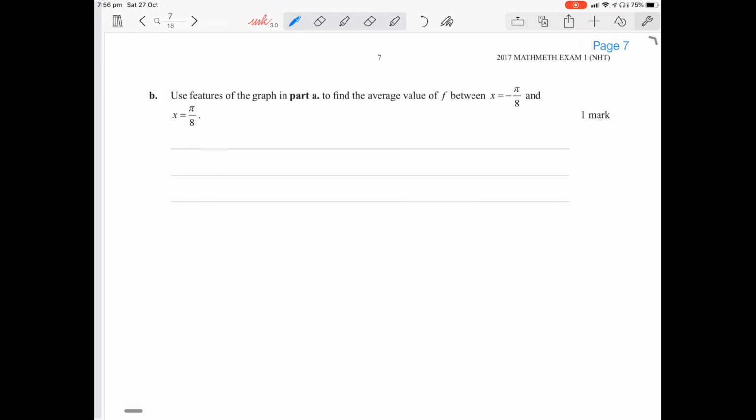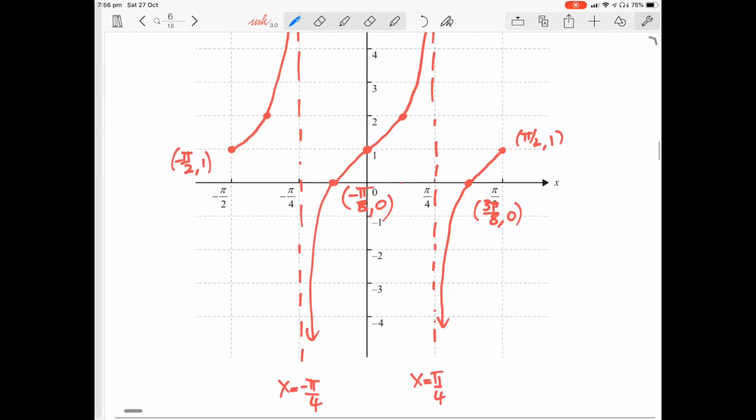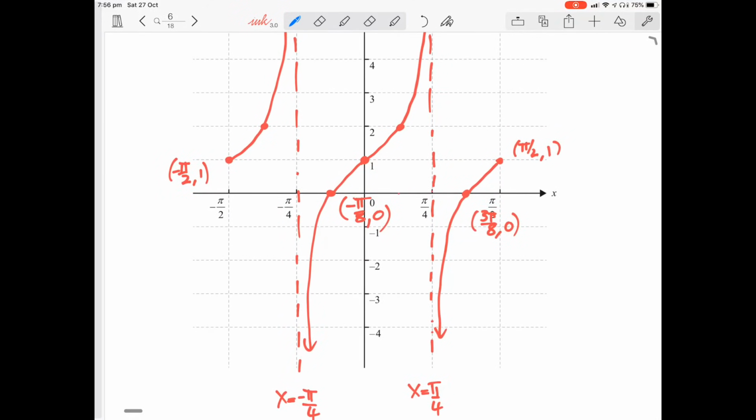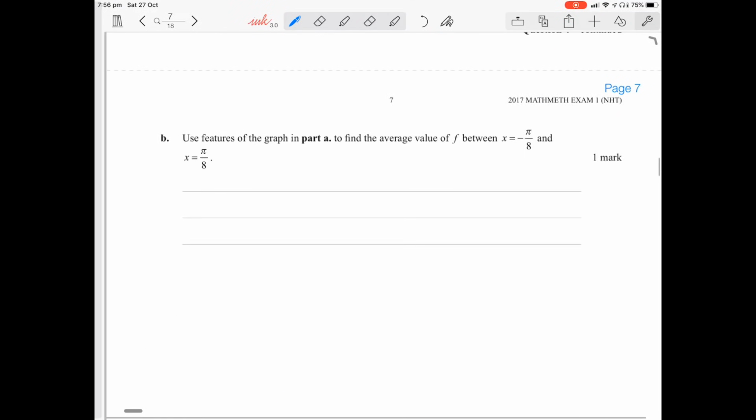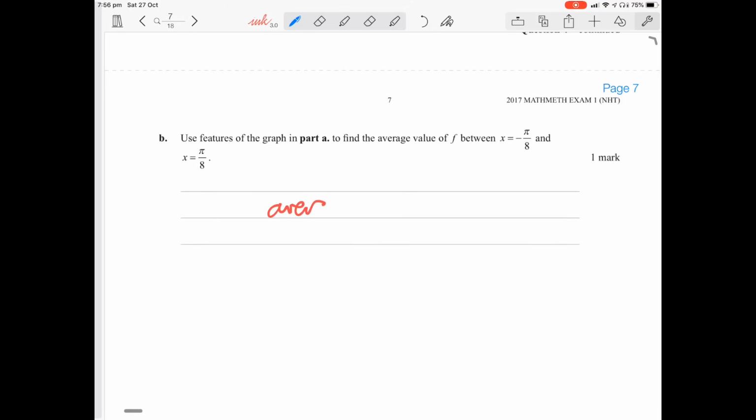Use features of the graph to find the average value of that between negative pi on 8 and pi on 8. So from here to here, that area in there and that area in there are going to cancel each other out. So the average value is just going to be 1. Nice and easy.